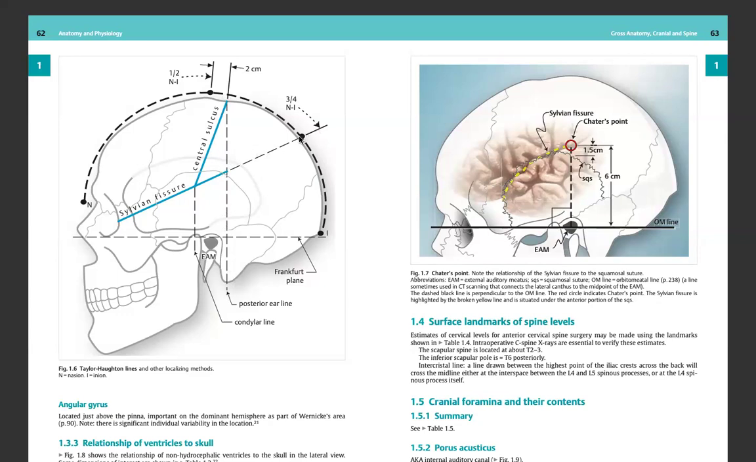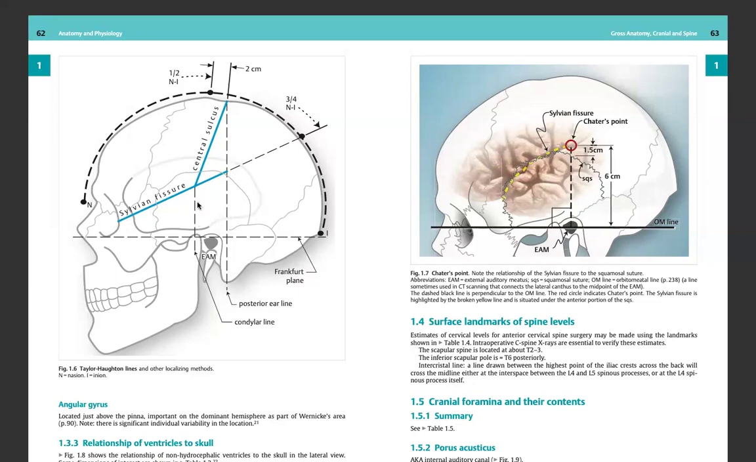You now draw another line from 3/4 of your nasion to inion line. You draw another line across to the orbit, the lateral wall of the orbit, a straight line. So the proximal 2/3 of that line, from the point where the posterior ear line joins that line that comes from the 3/4 of the nasion to inion line to the orbit, from that point where they bifurcate to the lateral wall of the orbit is where the Sylvian fissure is estimated to be located.